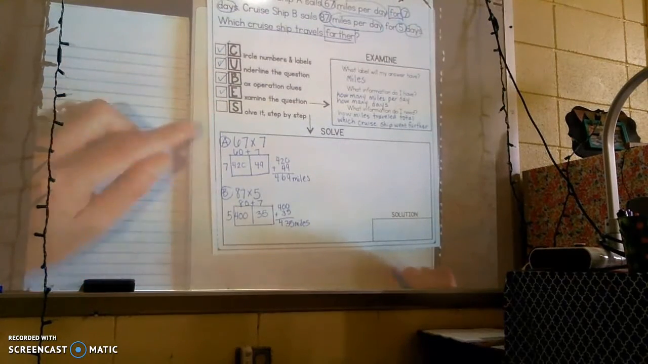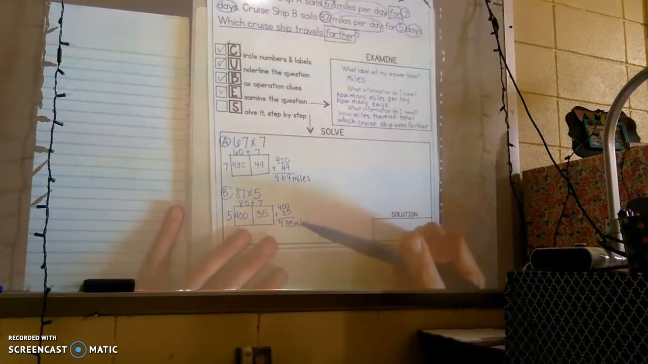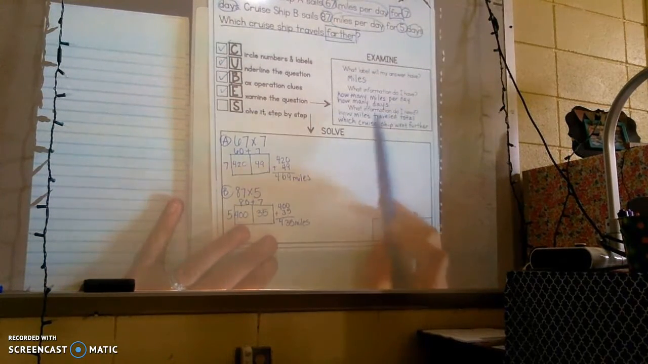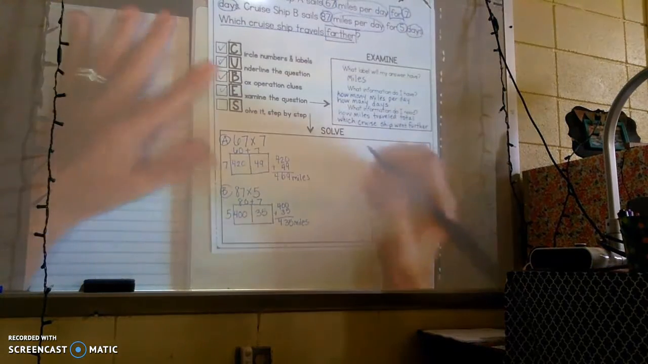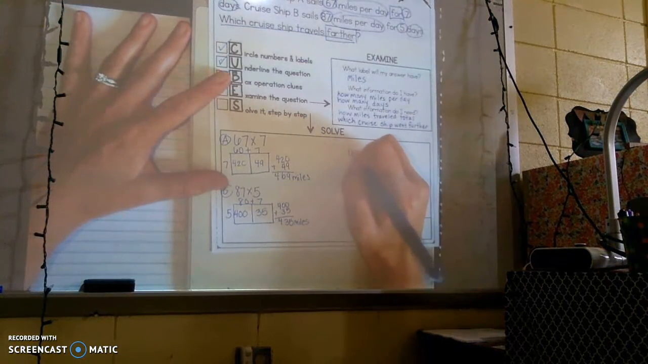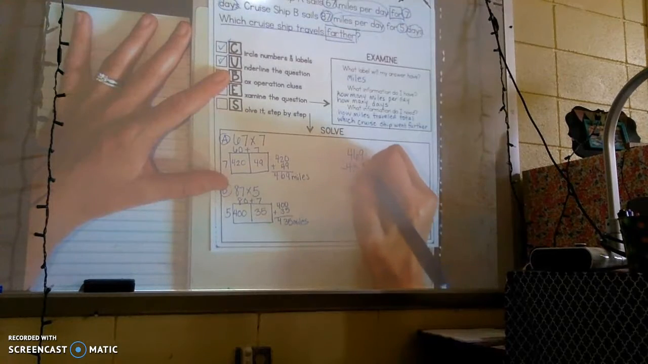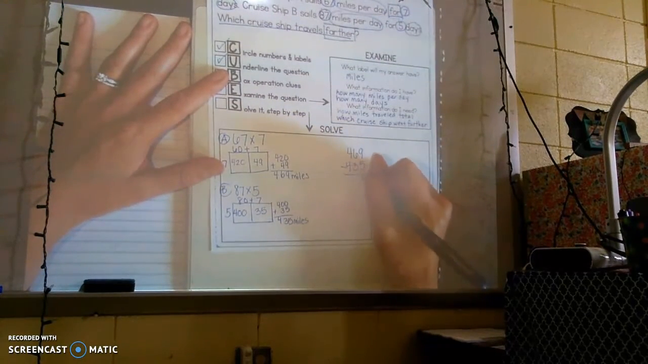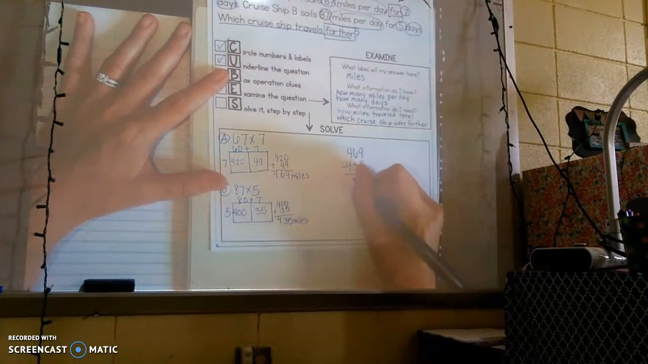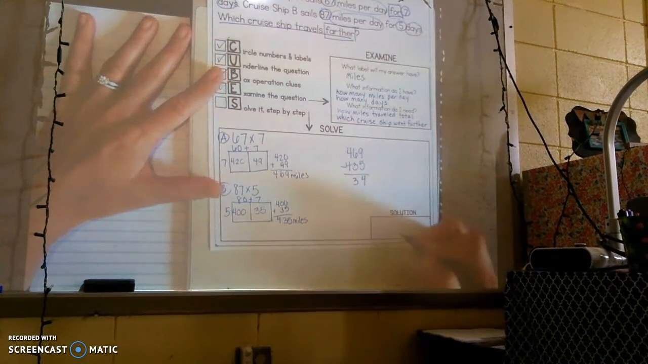Okay, so now I know how many miles each cruise ship traveled total, but I still don't know which cruise ship travels further. Further is telling me I'm going to have to subtract. So 469 minus 435. 9 minus 5 is 4. 6 minus 3 is 3. 4 minus 4 is 0.